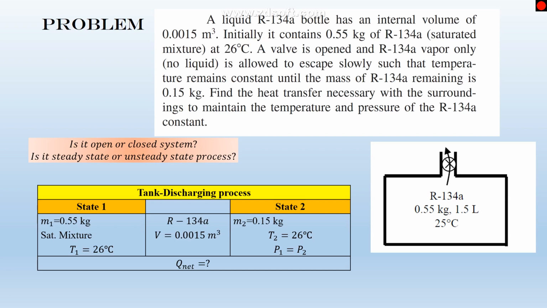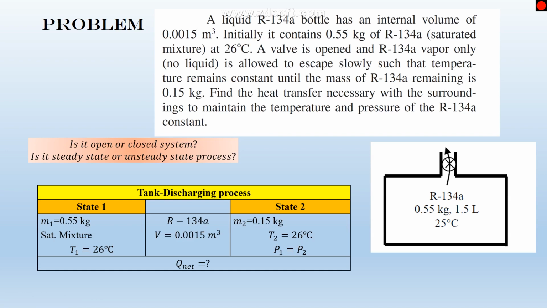And then we have the T1, the initial temperature. And then we open the valve, and the vapor, but not the liquid, so saturated vapor leaves the control volume. And so the temperature is constant, T1 equals T2, and M2 is 0.15 kilograms. Now, you're asked to find the heat transfer necessary.